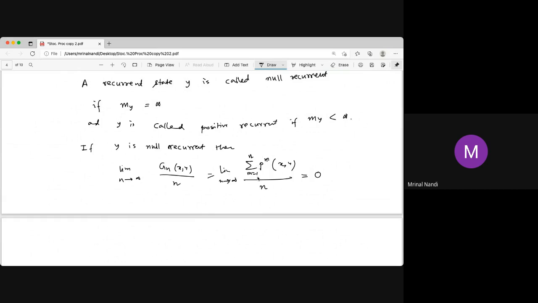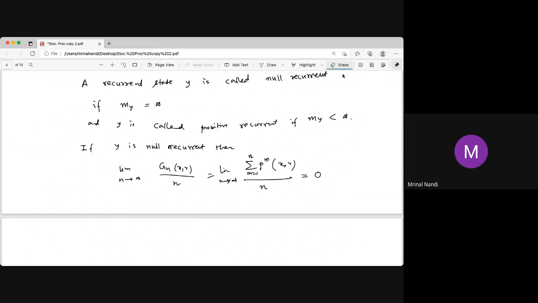So what we proved for the null recurrent state is that the limit of the sum of the m-step transition probabilities from x to y, divided by n, is 0. Obviously these are all probabilities, and the sum must be less than n, but the limit may not be 0 in general; for null recurrent states, this is 0.